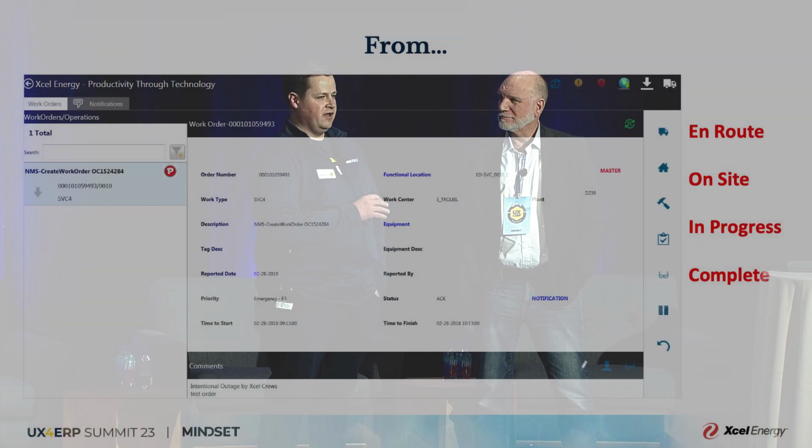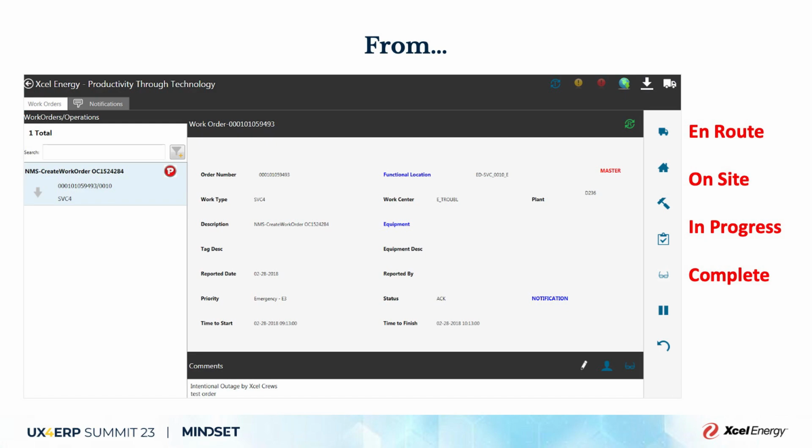So the user experience today that those devices look like is something like this, right? If anyone has ever seen SAP Work Manager, this is kind of an insight into that.